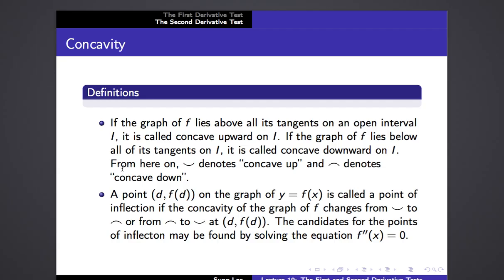Okay, I think this is a good point where we can stop, and I'll continue with the second derivative test in a separate, following lecture. Okay.